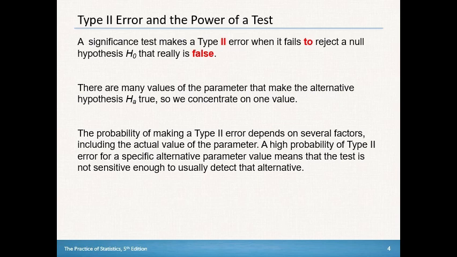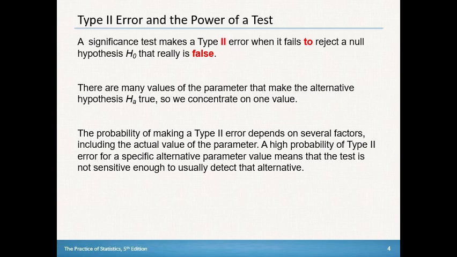All right, there are many values of the parameter that make this alternative hypothesis, HA, true. In other words, that would cause us to reject the null hypothesis. So some new alternative hypothesis. All right, so the probability of making a type 2 error depends on several factors, including the actual value of the parameter. So we have a hypothesized value, but what's the true value? That will affect whether or not an error occurs.